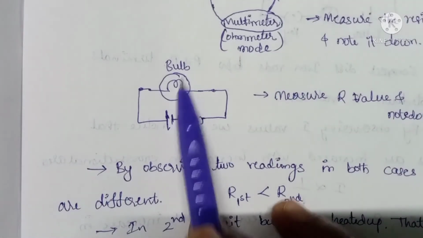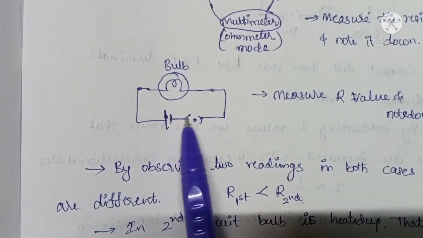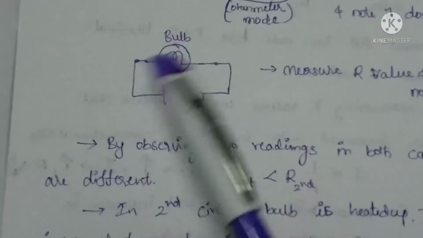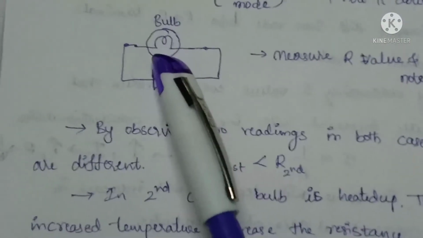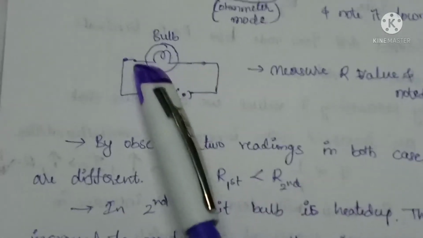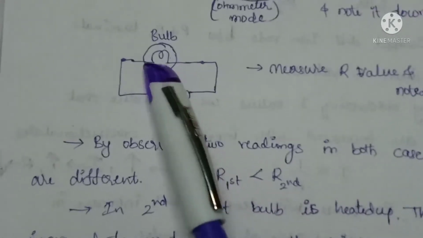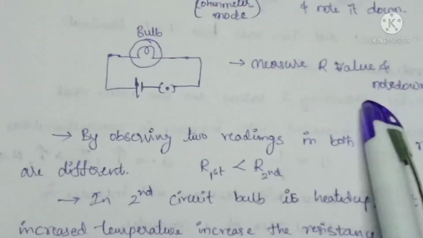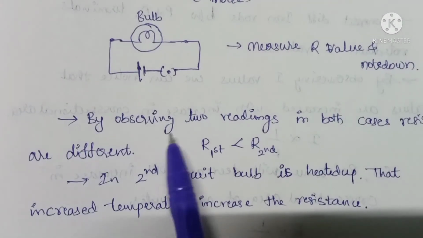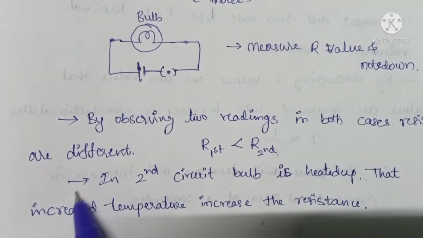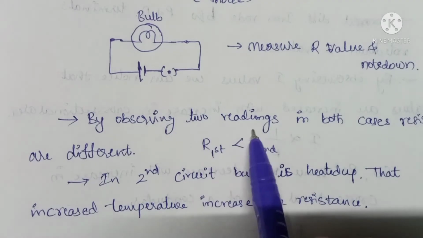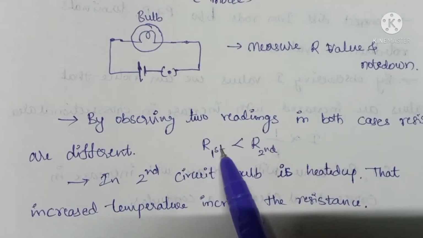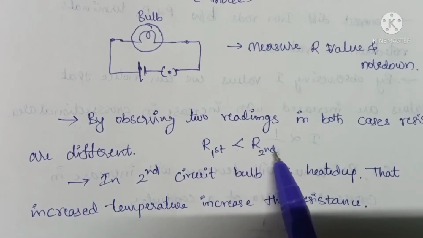And next, connect that bulb to the battery through a key and switch on the circuit. After a few minutes, measure the resistance of the bulb by using the multimeter, placing its terminals at the terminals of the bulb, and note it down. So by observing the two readings, we can say that both resistances are different. That means the first resistance is less than the second resistance.